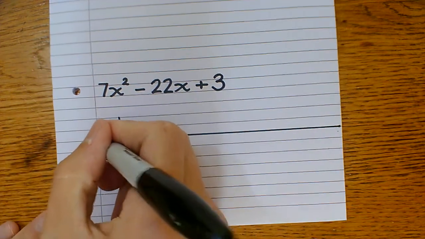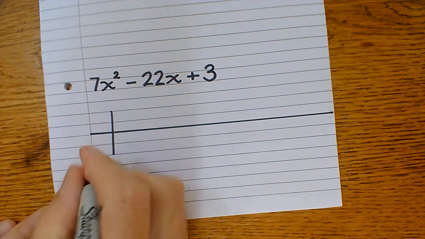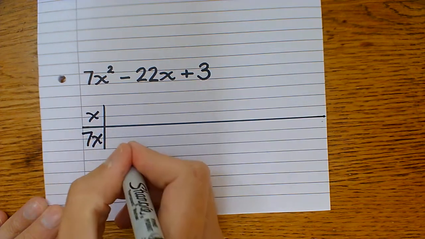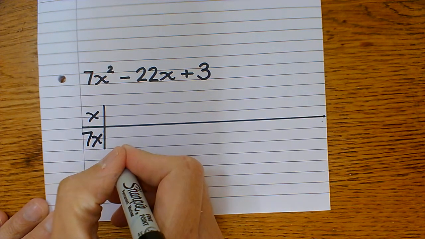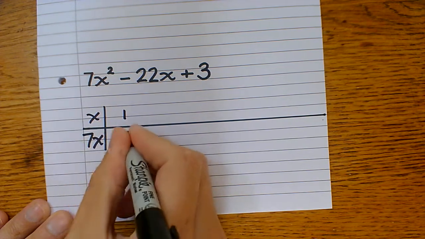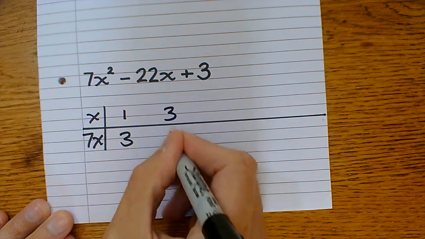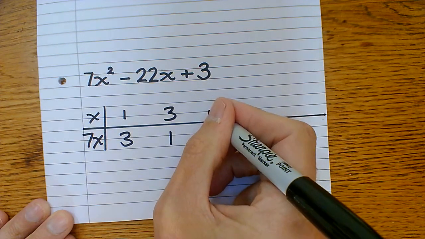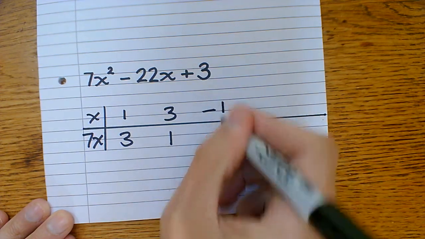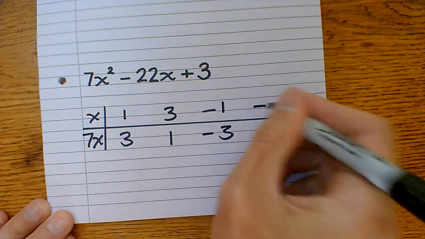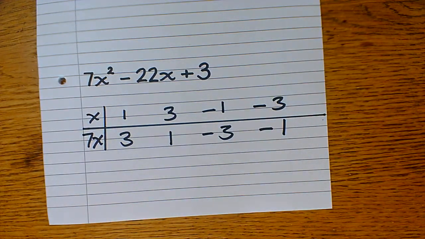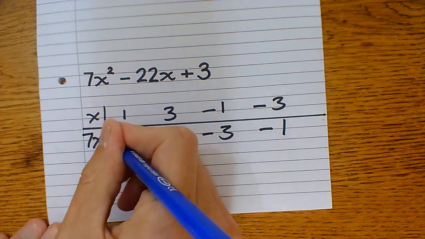So working our way through this one, we've got x and 7x. These are the factors of the first term, and it's maybe 1 and 3, it's maybe 3 and 1. But because that minus sign is there, it could have come from minus 1 times minus 3, or minus 3 times minus 1, because you see these are all ways we could make 3. So let's start working along.